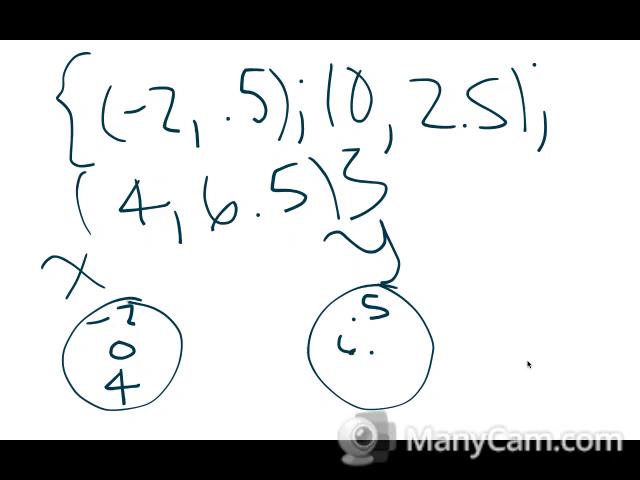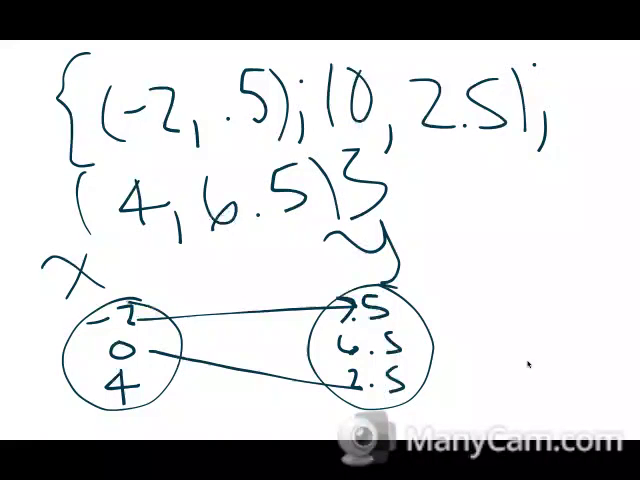But to show you, -2 belongs to 0.5, so I draw an arrow there. 0 belongs to 2.5, so I go down there, and 4 belongs to 6.5. So, why don't you try the Got It, where it says match the domain to the range for 6, 5, 4, 3, and 6, 4.